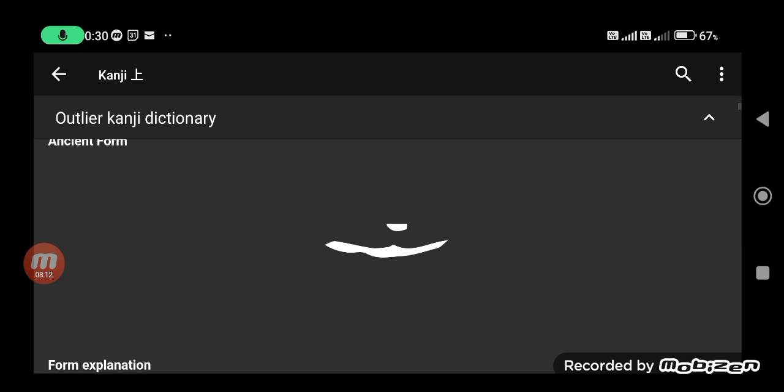So in the form explanation written in bone scripts in ancient China, why is the horizontal line the significant radical? Because the horizontal line in this kanji is the reference point. The reference point at which we look at the object. So the object here is above the reference point, just like a horizon in a sea.